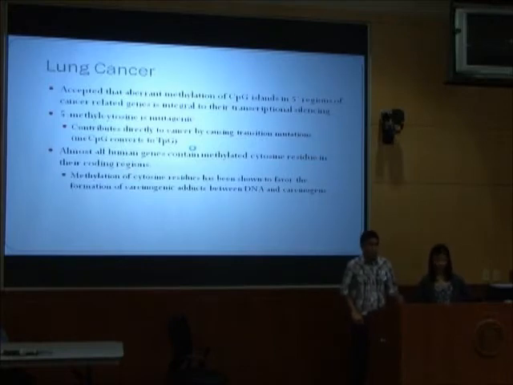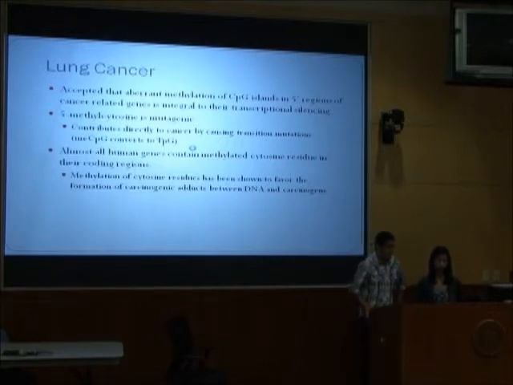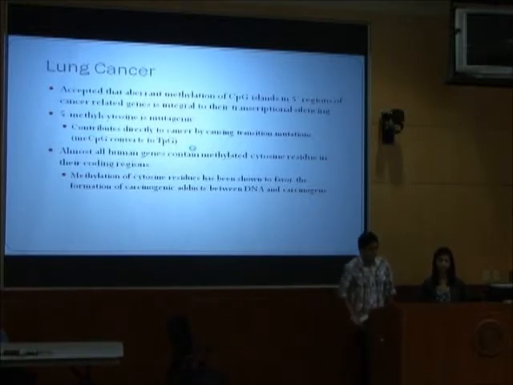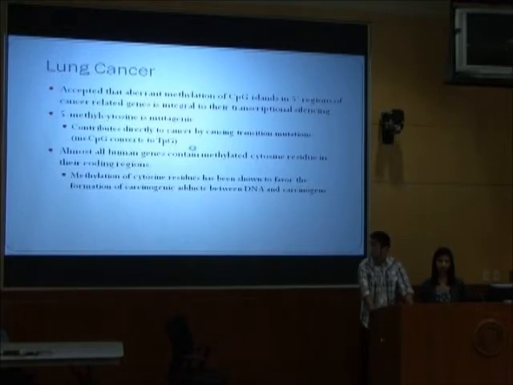It's accepted that variant methylation of CpG islands in the promoter region of cancer-related genes is integral to their transcriptional silencing. This provides an alternate mechanism for transcriptional silencing. 5-methylcytosine, which is methylated at the 5' position, is mutagenic, which contributes directly to causing transitional mutations, which is MeCpG to TpG. Almost all human genes contain methylated cytosine residues in their coding regions, and methylated cytosine residues have been shown to favor the formation of carcinogenic adducts between DNA and carcinogens.